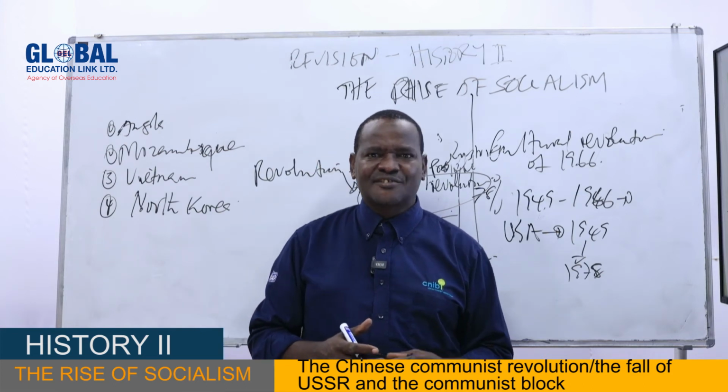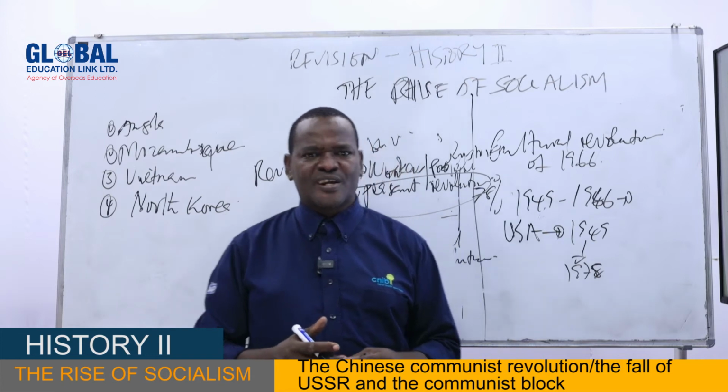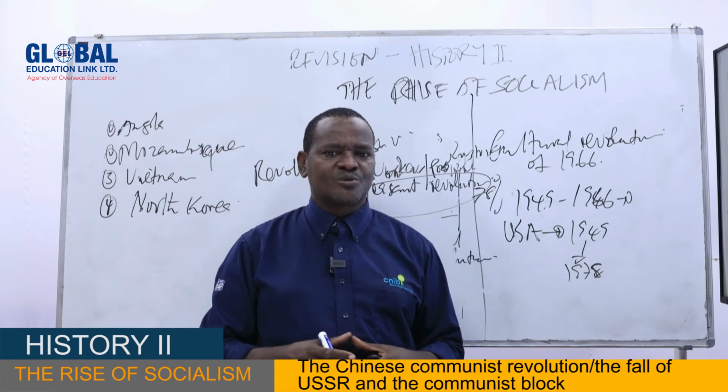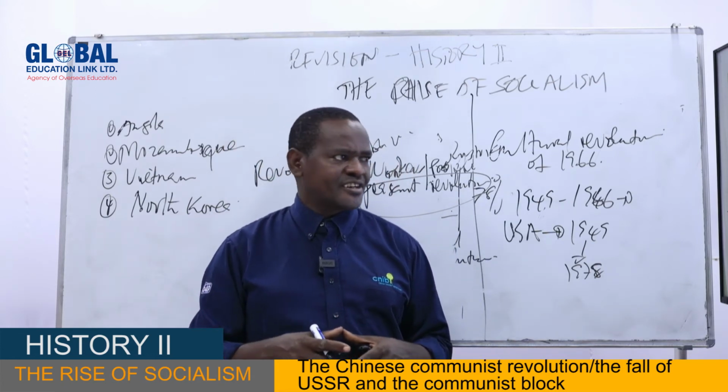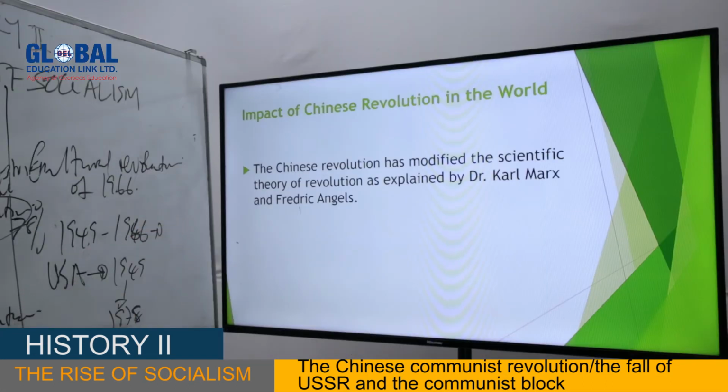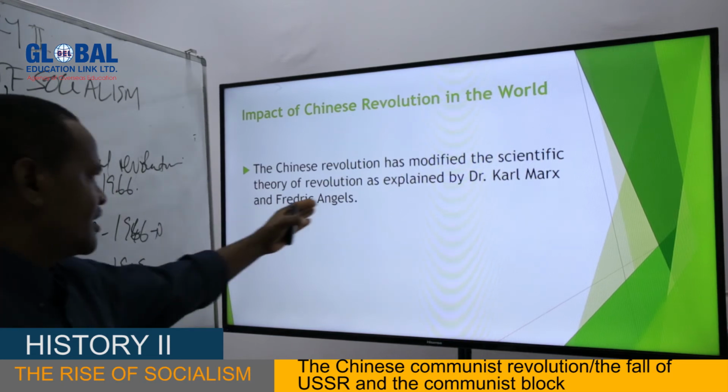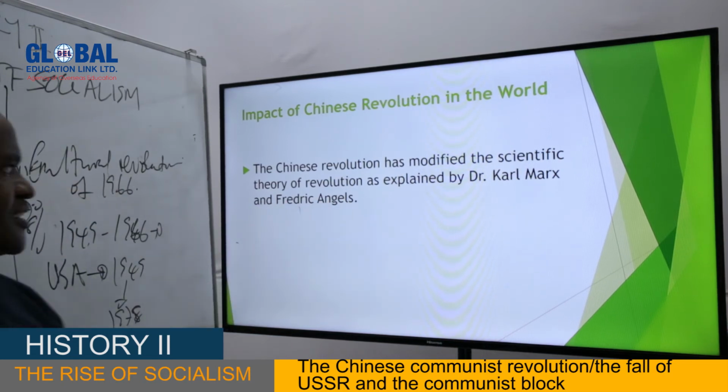So he said it is contradiction that brings changes. When people are suffering, then it leads to class struggle or contradiction. And so, as you can see, the Chinese Revolution has modified the scientific theory of revolution, as explained by Dr. Karl Marx and Friedrich Engels.